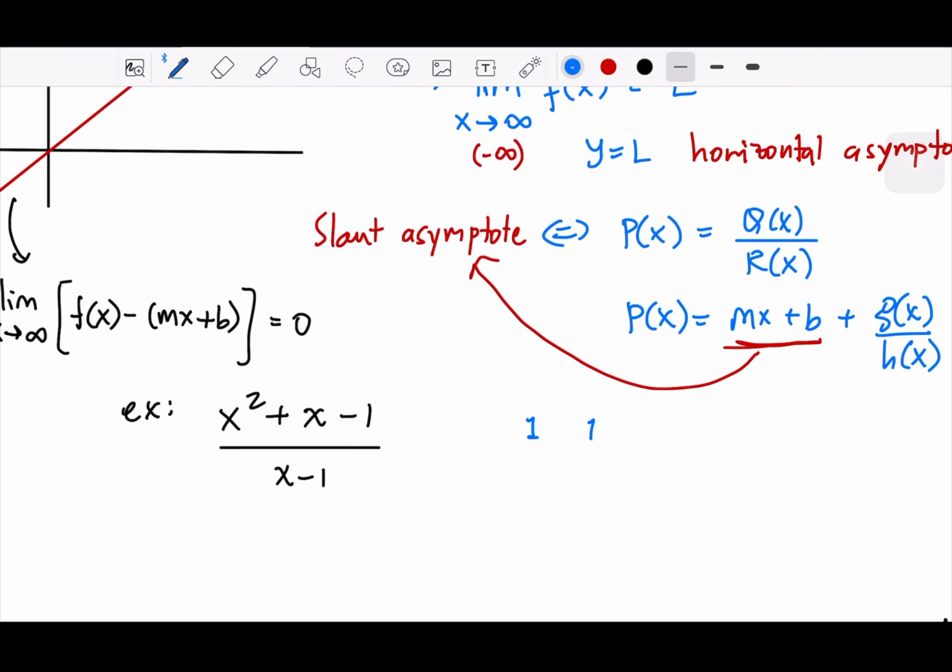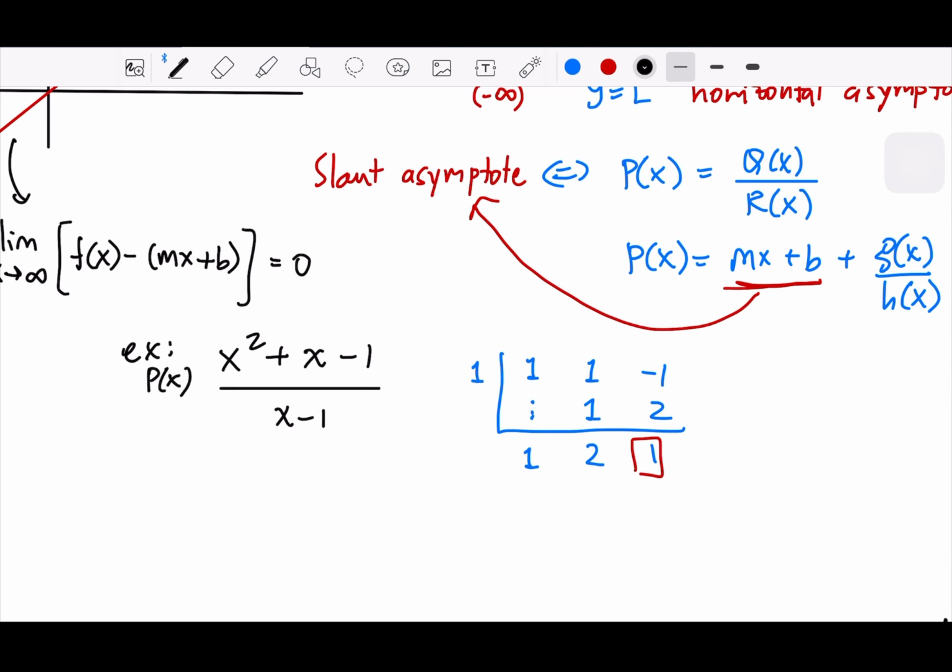Okay, we can do the synthetic division. I hope you still remember how to do this synthetic division. So we are going to put all the coefficients of the top and divide by x minus 1, which means x equals 1. So we plug in x equals 1, and we get that the remainder is 1.